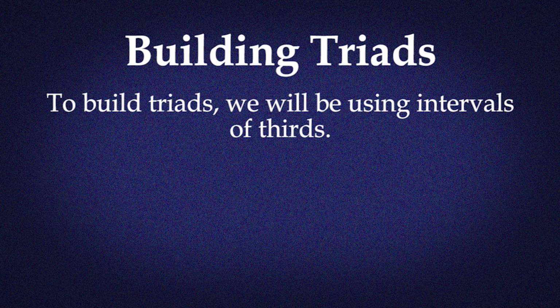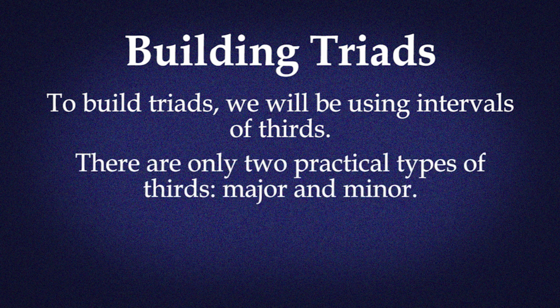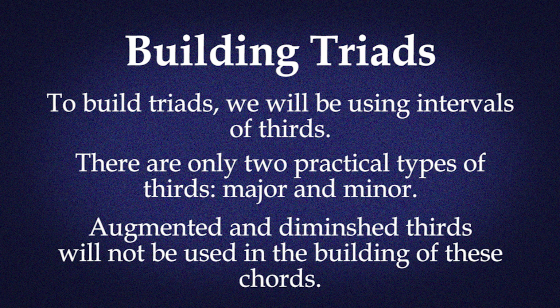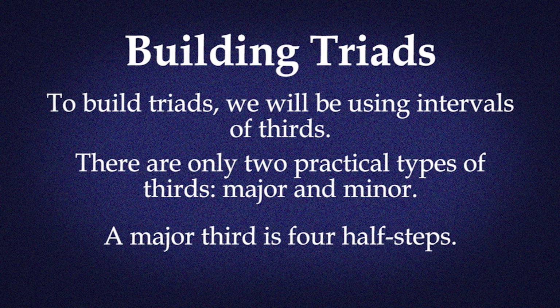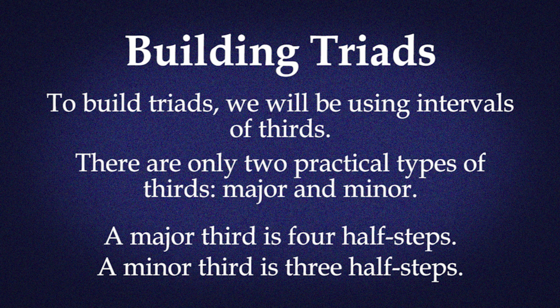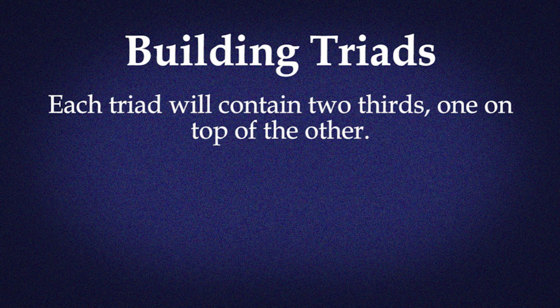When building triads, and in fact most chords, we're going to be using intervals of thirds. In practical application, there are only two types of thirds, major and minor. While augmented and diminished thirds do technically exist, there are virtually no useful applications for them, so they can be ignored for the sake of building these triads. Keeping in mind the number of half steps for each of these thirds is going to be helpful. So a major third is made up of 4 half steps, and a minor third is made up of 3 half steps. Each triad will contain 2 thirds, one on top of the other.